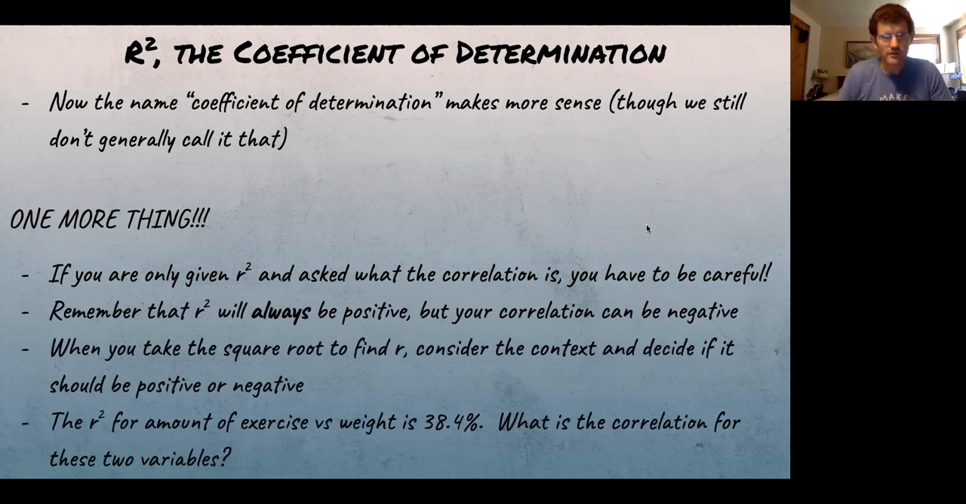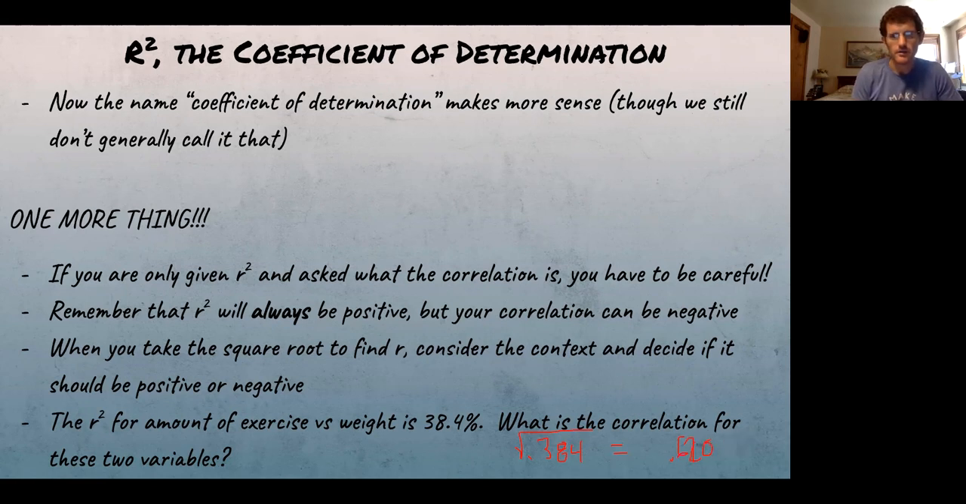The R-squared for amount of exercise versus weight is 38.4%. What is the correlation of these two variables? It's easy enough just to take your 0.384 and take the square root of it, because R-squared is 38.4%. So I'll just run that math real quick. The square root of 0.384 gives me 0.620, rounded to three decimal places.